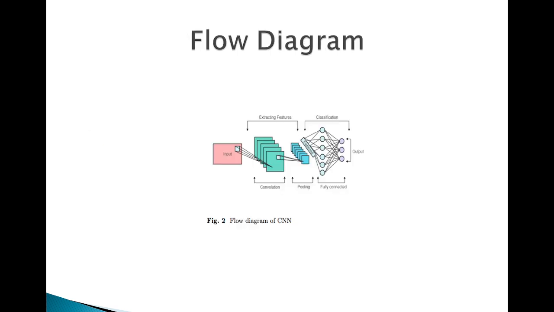So this is the flow diagram. After pre-processing the data, here is the input layer, and it goes to the convolution layer, extracting the features. After that, they use the pooling method, and then they send it to the fully connected neural network and get the output.